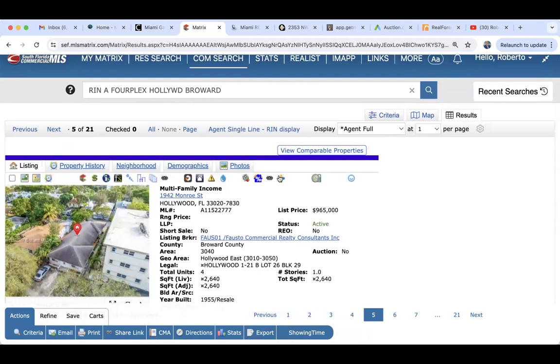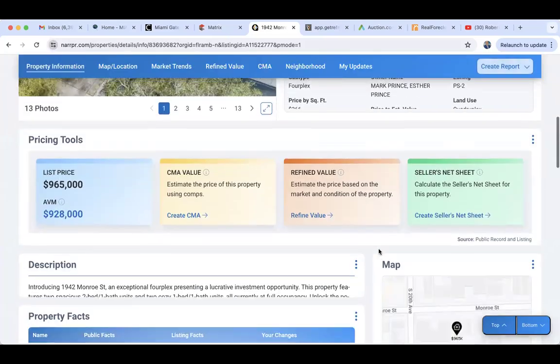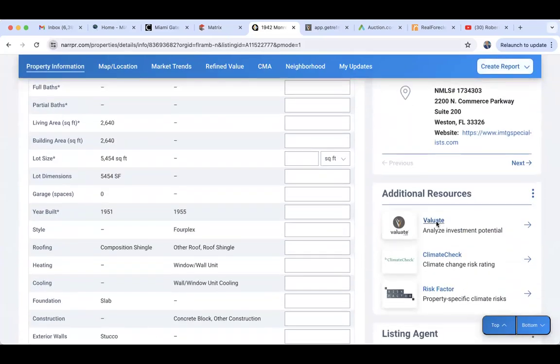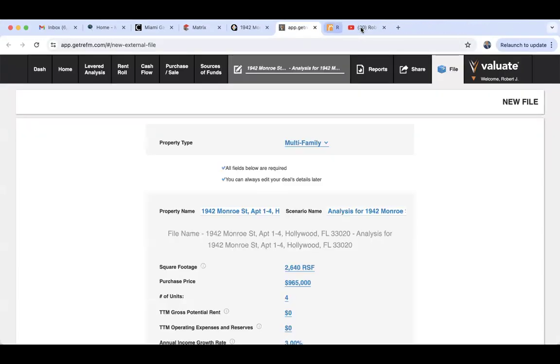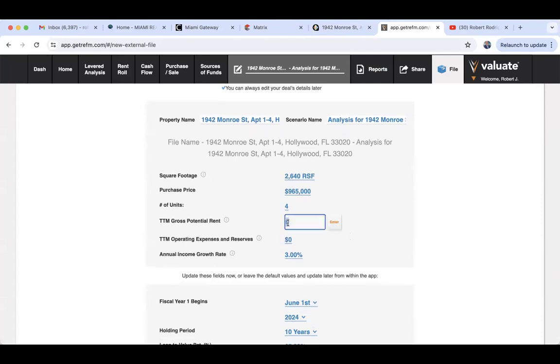So we're going to click on RPR. Here it is. RPR. We're going to click. And we're going to come here. We're going to click on Evaluate. Once again, click on Evaluate, which is on the right-hand side. And we're going to click on Continue. All right, that's going to open up our Evaluate tool. All right, and then this time we are doing a multifamily. So there it is, multifamily, 4 units. And we mentioned that our gross potential rent is $7,000 a month times 12 equals $84,000.